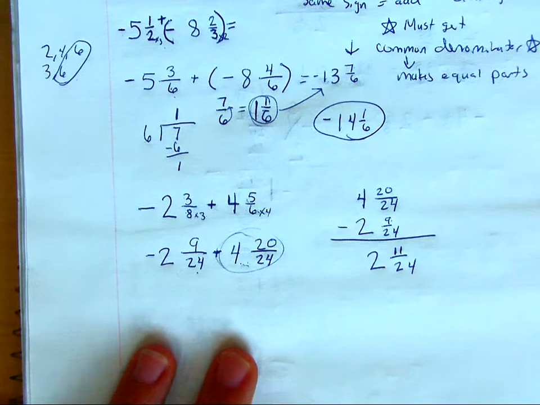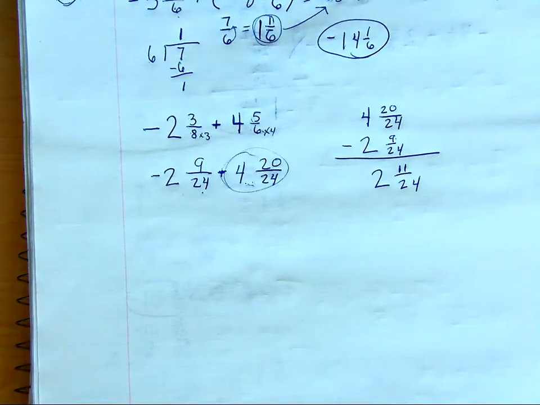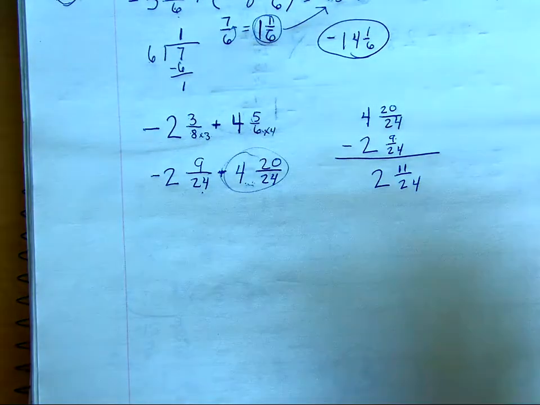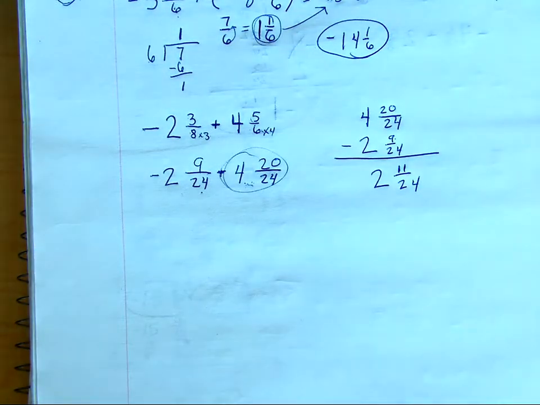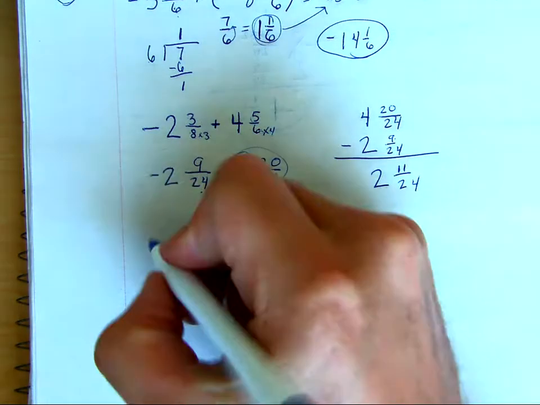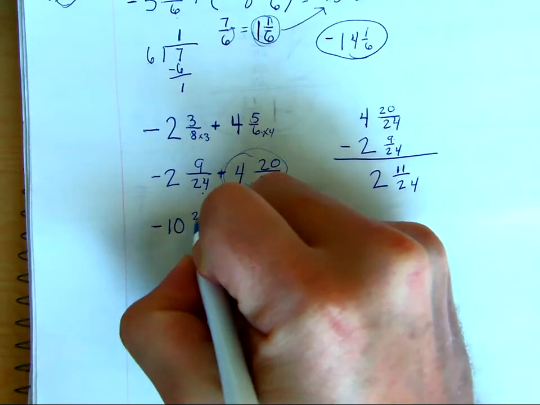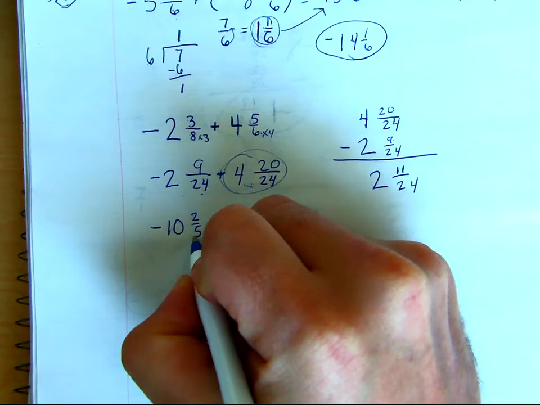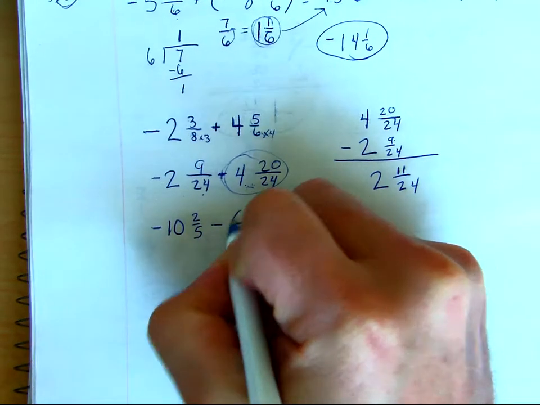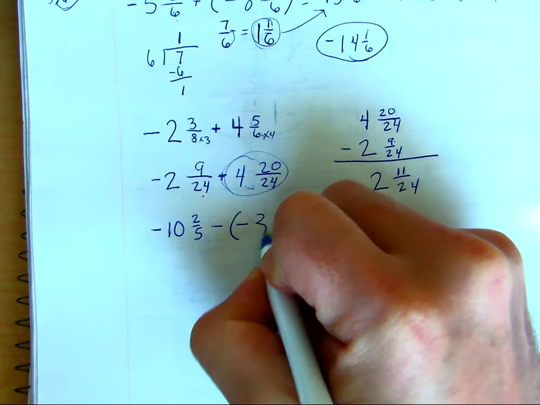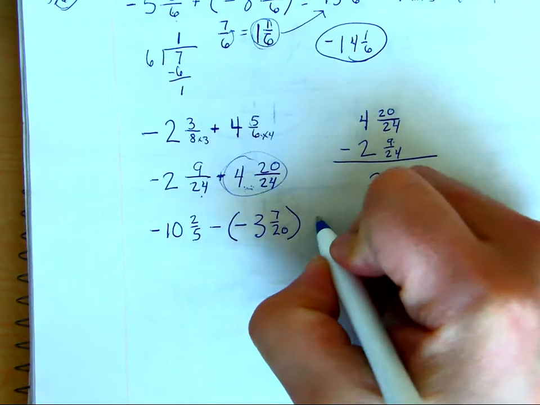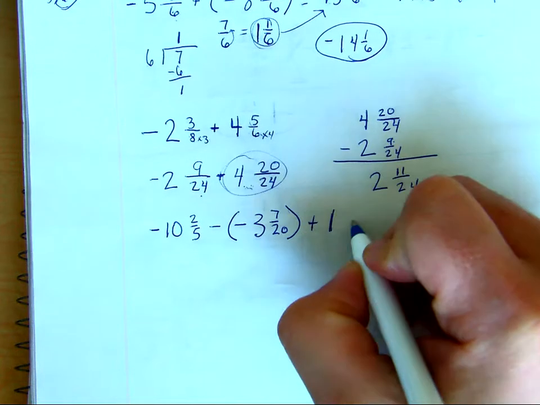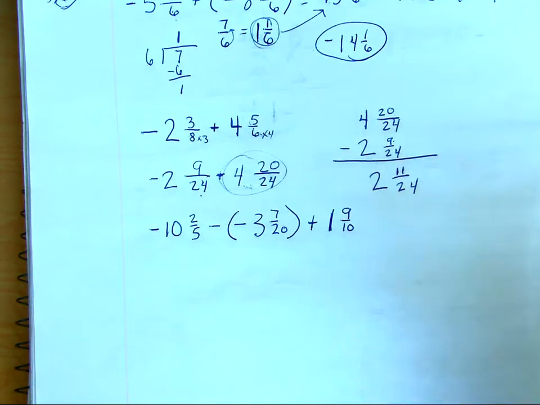Alright, let's look at one more possible problem, and this one we'll make it be 3 terms, so 3 parts together. Let's say a negative 10 and 2/5 minus a negative 3 and 7/20 plus a 1 and 9/10.